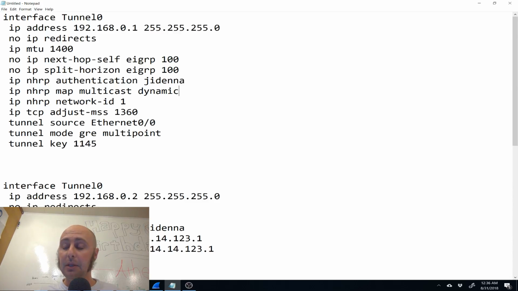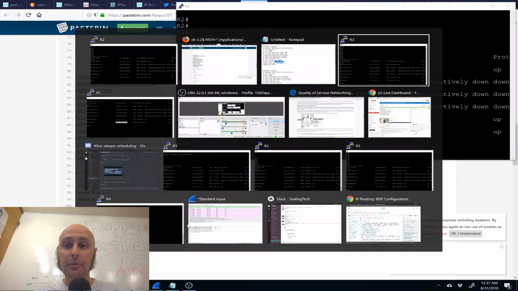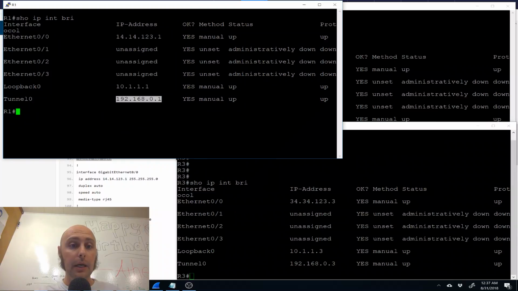So I started off by configuring my non-broadcast multi-access. I made sure they all had reachability. Then I configured my tunnel interfaces. I used his exact one. I just changed out the source interface for my interface, and that was it. Pasted it right in. And what I have is a working DMVPN.